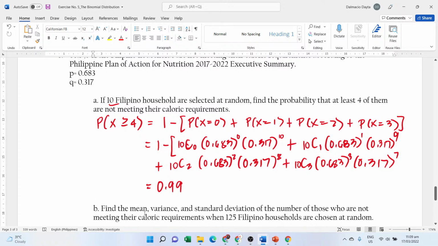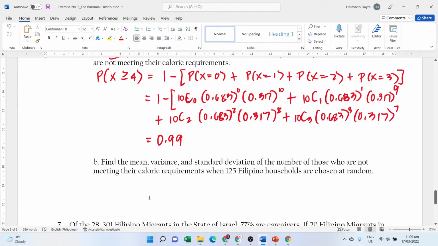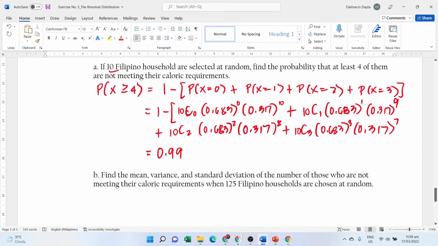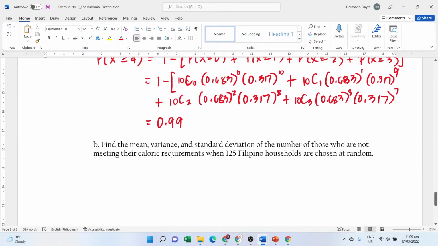Next, find the mean, variance, and standard deviation of the number of those who are not meeting the caloric requirements when 125 Filipino households are chosen at random. So this time, n is 125. So for the mean, 125 times 0.683, that will be 85.30.